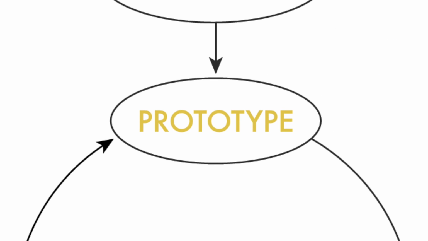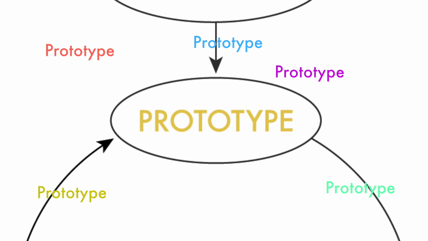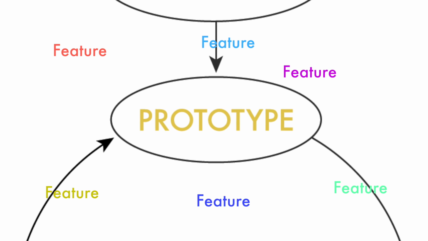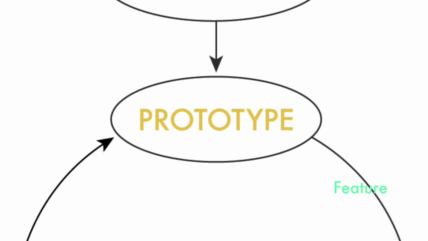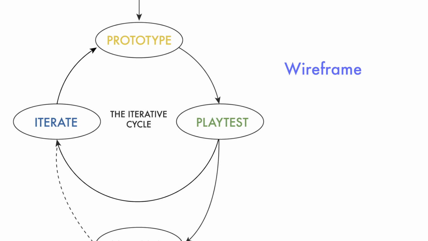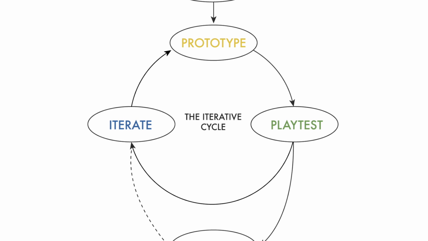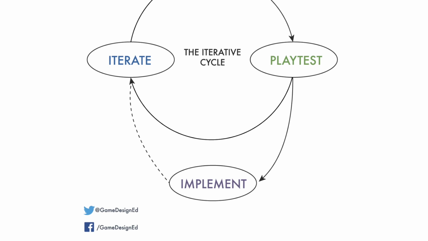So you take that prototype and you playtest your new prototype, and then iterate again, and then back to the prototype stage where you'll be cutting different prototypes that don't work out, and cutting features that don't work, and adding new features to test, and cutting features that used to work but now don't. And eventually you'll begin to focus on one prototype, and you'll keep iterating on it, and eventually make a wireframe, and a first playable demo, and an alpha build, and a beta build, and then eventually, after enough cycles through the prototype, playtest, and iteration stages, you'll eventually get to the stage of implementation.